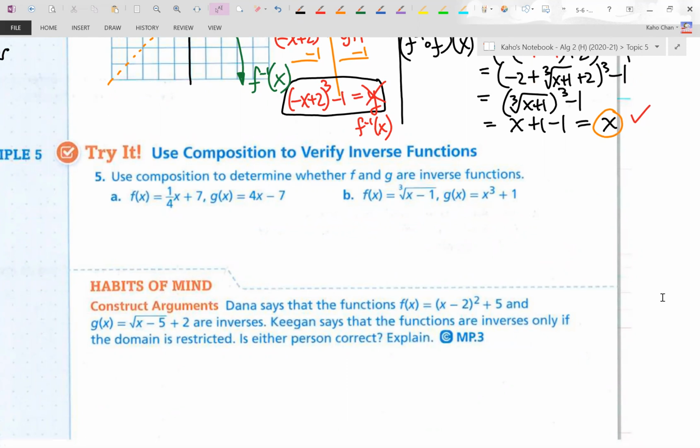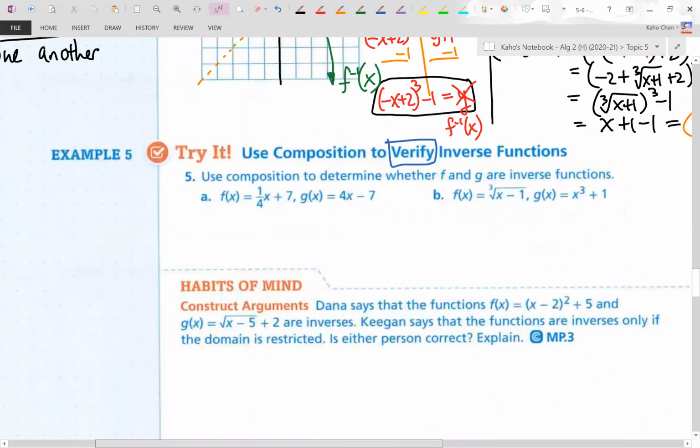Okay, let's take a look at number 5. We have some more verification. We're going to use composition, f of g and g of f, to verify whether those are inverses of one another. We don't know if they are or not. If they aren't, they will not be mirror images. If they are, they will be mirror images when you graph them. Let's try f of g first.